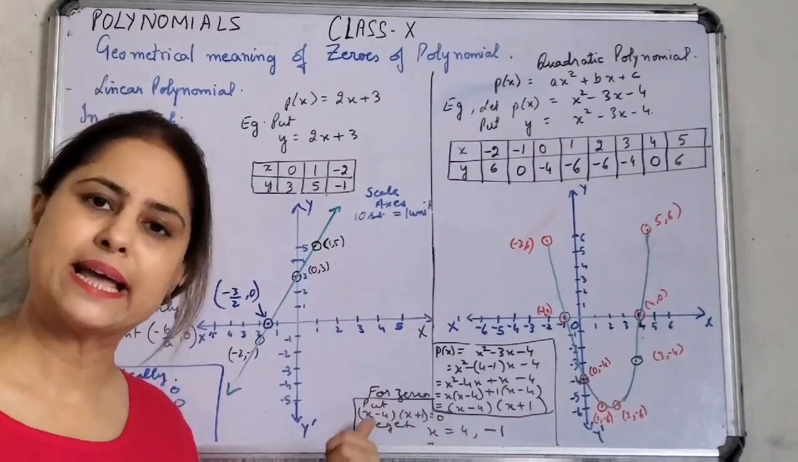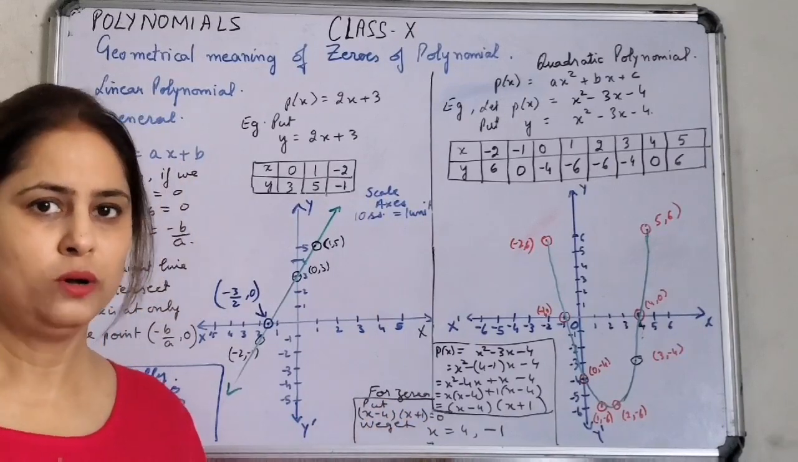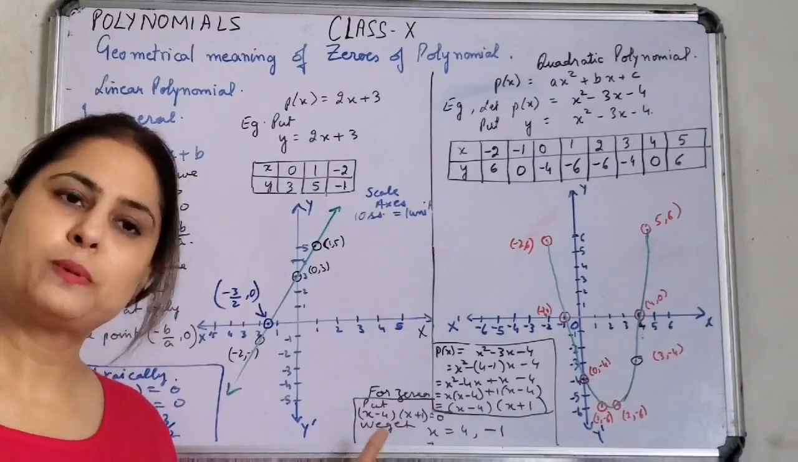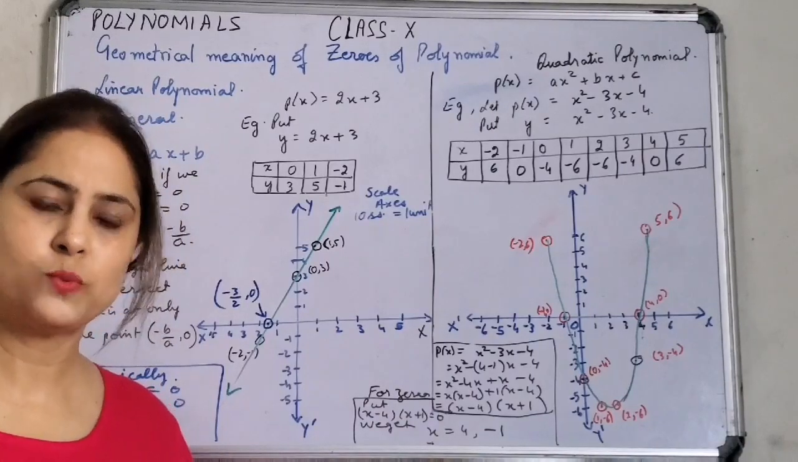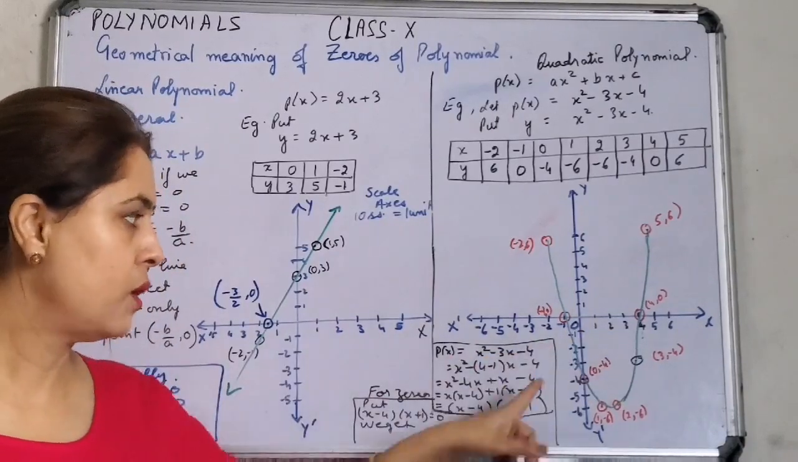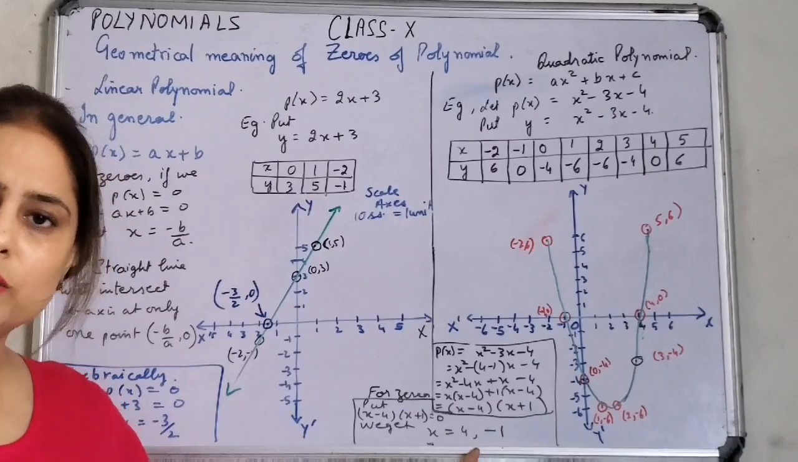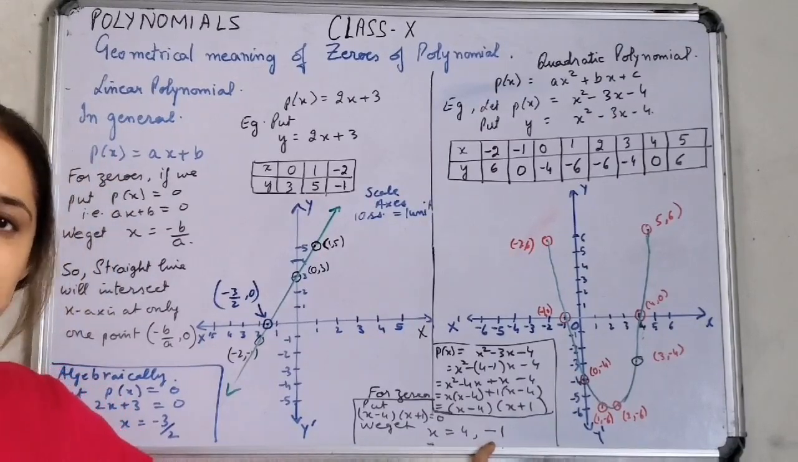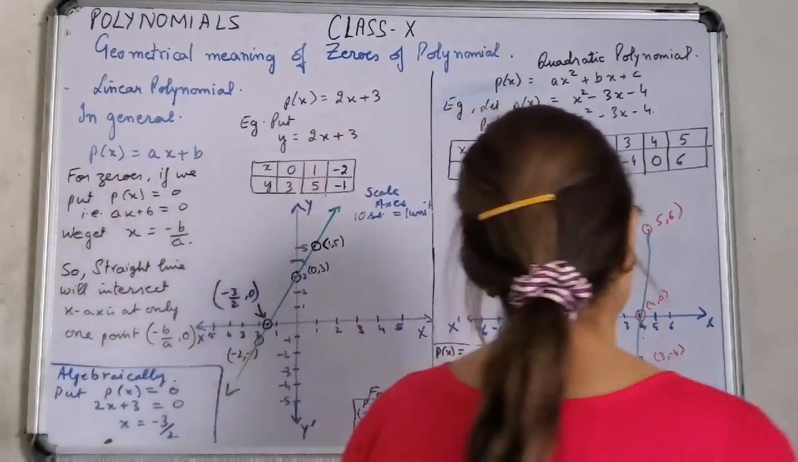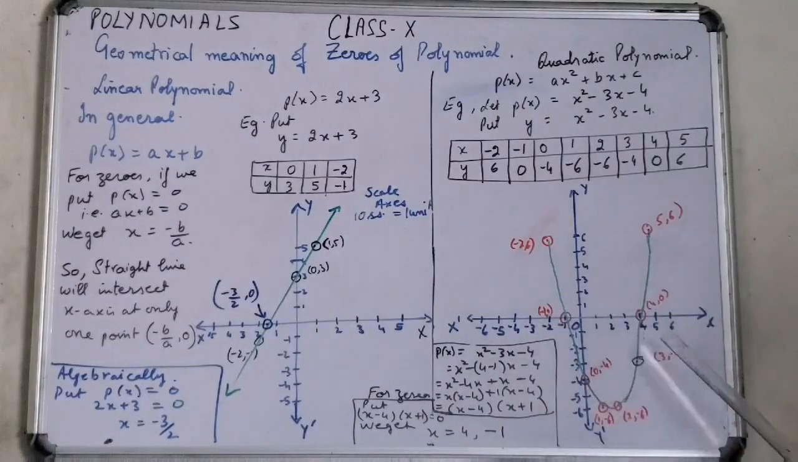If I put x minus 4 is 0, my x will be 4. And when I put x plus 1 equal to 0, my x will be minus 1. So you just observe the same thing. I put x is equal to 4 and x is equal to minus 1 as zeros algebraically, and this is what I got graphically or geometrically as well.